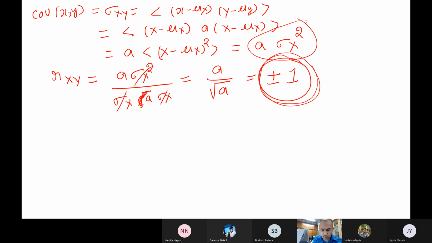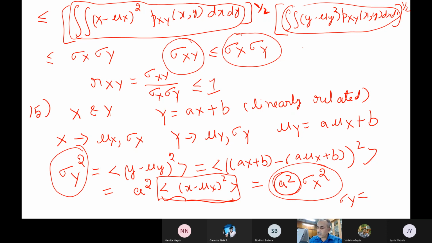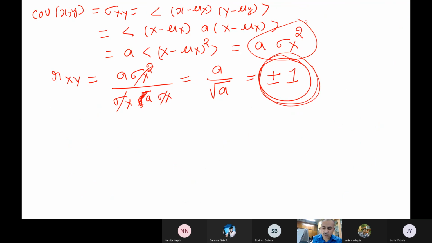So the maximum value or the minimum value this correlation coefficient can take is plus or minus 1. That depends on the sign. Suppose they are negatively correlated, so y is minus some a x plus b or whatever, then the correlation may be negative, and if a is positive, it depends on the sign of this itself. So this also is a very important property of the correlation coefficient.